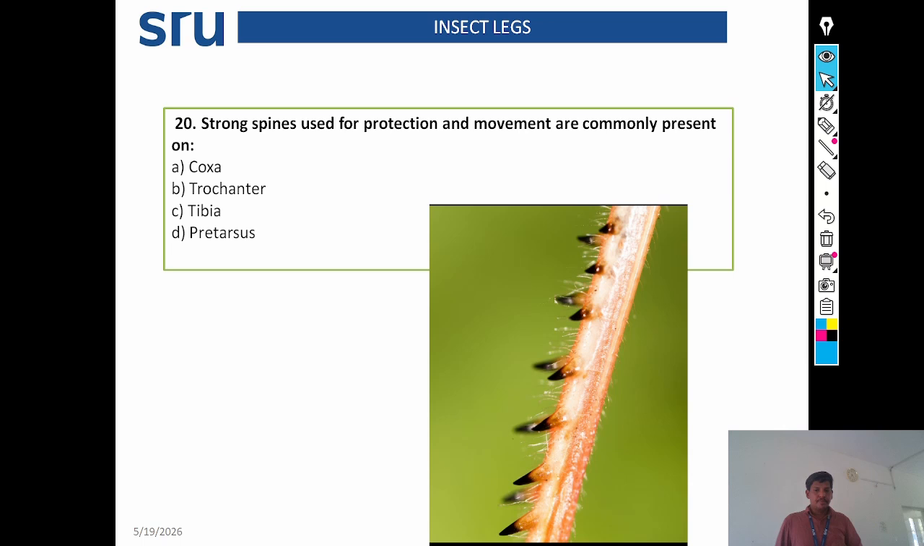Strong spine used for production and movement are commonly present on Coxa, Trochanter, Tibia, or Pretarsus. Here the correct answer is Trochanter. This is the longest and strongest segment of insect leg.